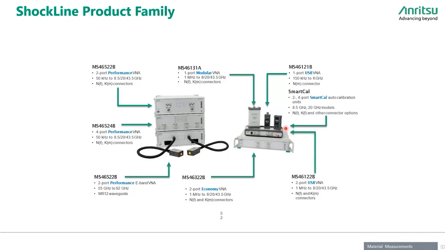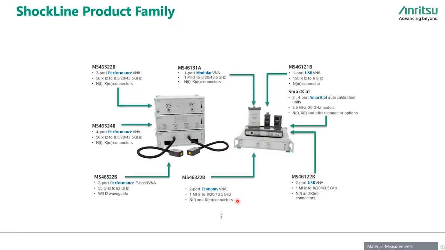After that, we have the MS46322B, which includes the controller. That means the PC is inside the VNA itself, so we just need to connect an external display. Now this display can be a touch-based display as well. Again, its frequency starts from 1 megahertz and goes to 8, 20, and 43.5 gigahertz.